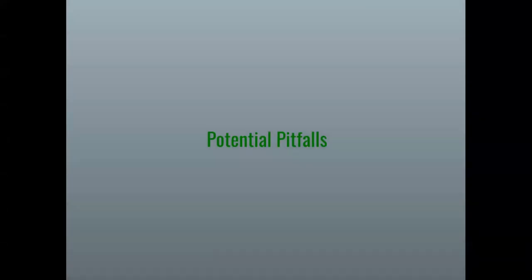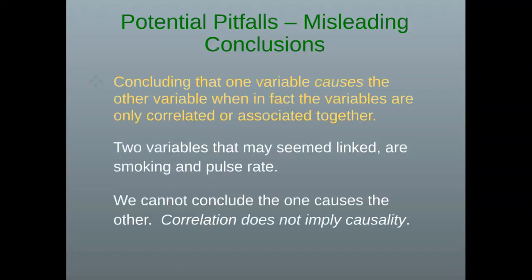Now, some more potential pitfalls. Causation. This is a huge issue in statistics. Okay, concluding that one variable causes the other variable, when in fact they're just related. Later in the term, towards the end of the term, we'll do a little bit of a unit on causation, and we'll talk about how to assess causation versus correlation.